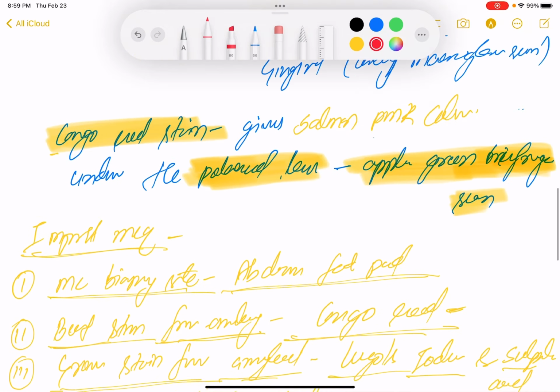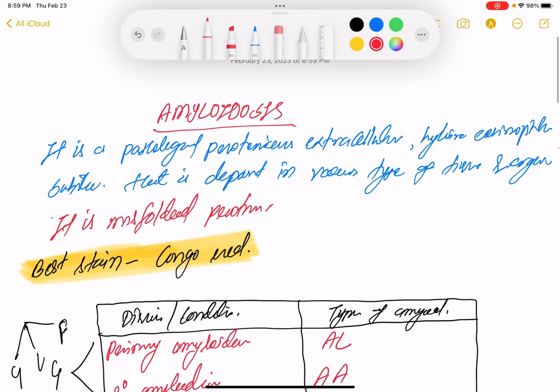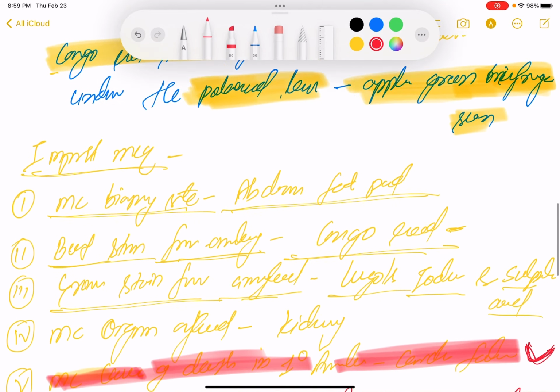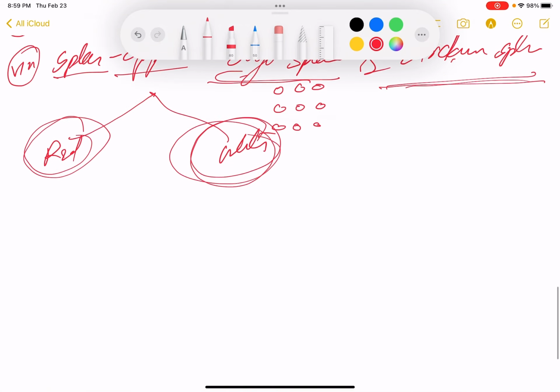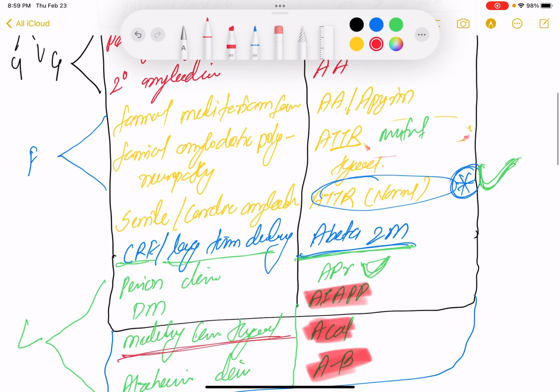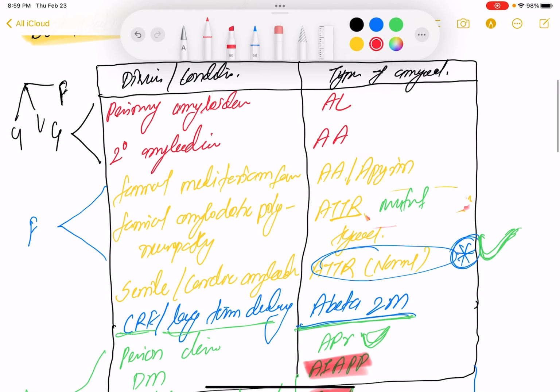So this is our amyloidosis, a very important topic from the exam point of view. Do remember, friends, this chart is very important. We know in primary amyloidosis the most common cause of death is heart failure, and in secondary the most common cause of death is renal failure. It is a very important MCQ from the exam point of view.